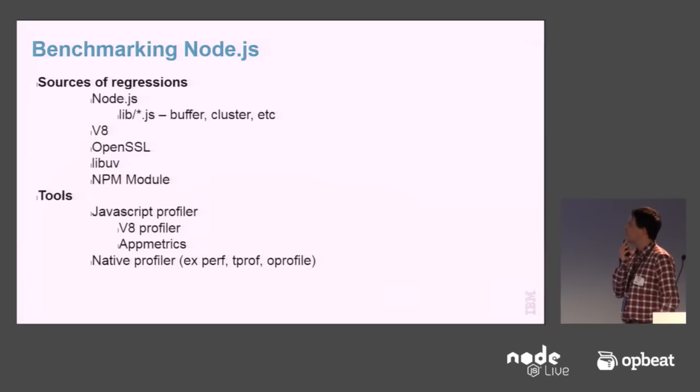So some of the tools that we could use, we could look at some JavaScript profilers. So we've got the V8 profiler, and we also have something such as Appmetrics, but there are lots of others available as well. We may also want to use a native system profiler that's not just going to look at V8 and JavaScript, it's going to look at all the other things that are going on the machine at the same time.